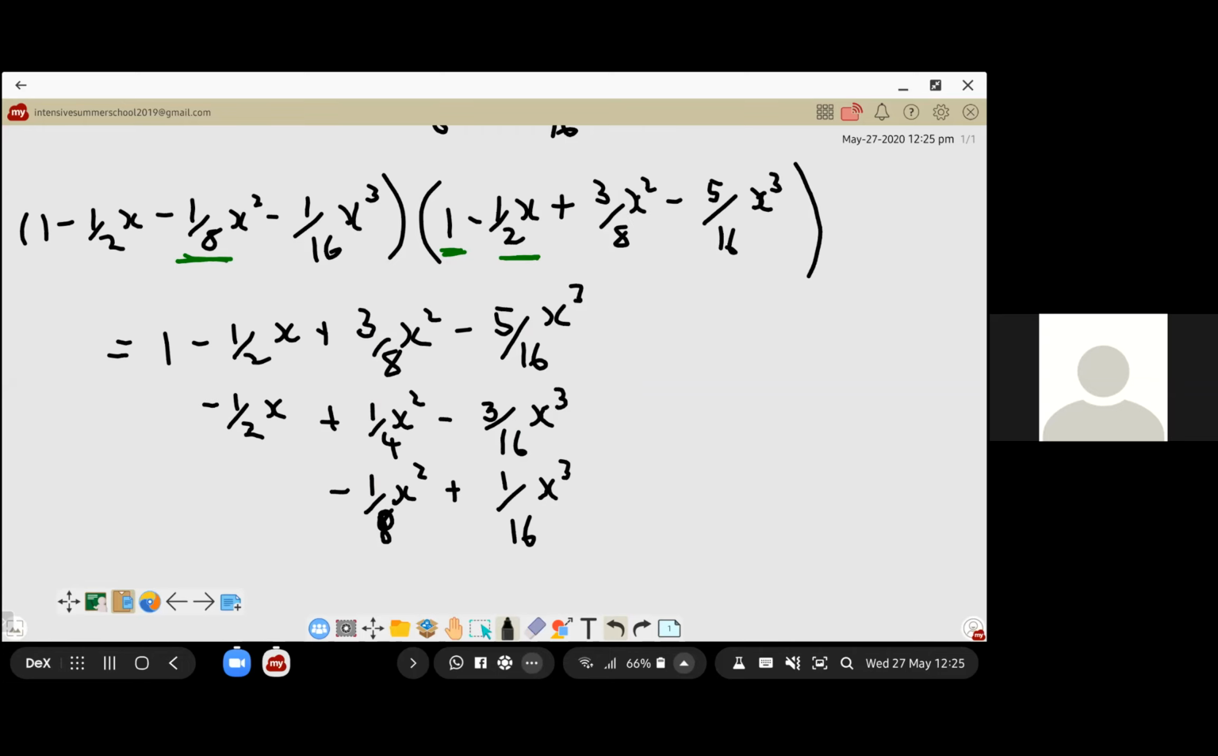Would we want to go again? Would you want to come and multiply? No, because it is not important. They are only looking for the first 4 terms. So if they say multiply up to a certain term, you just have to know what will be the power of the x. Anytime you multiply and get there, you stop. No need to continue.